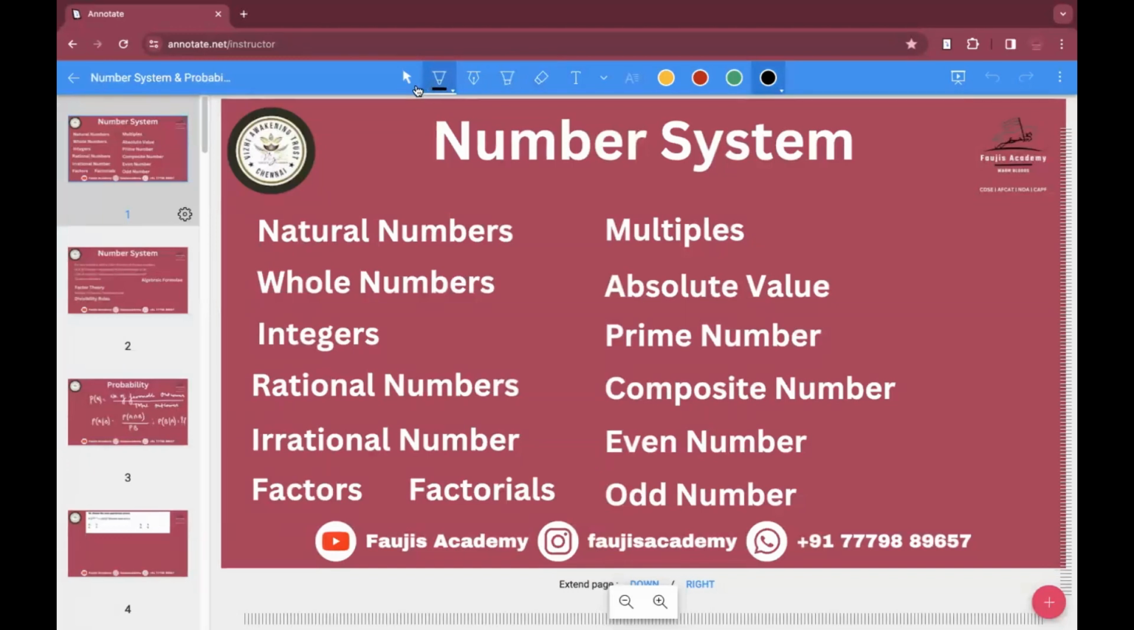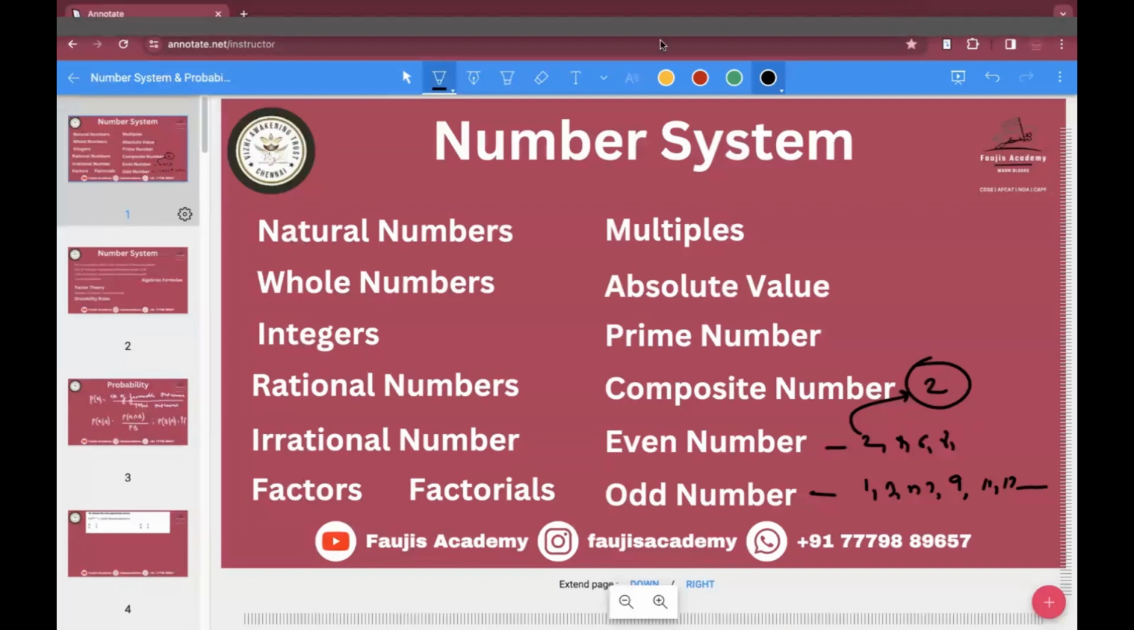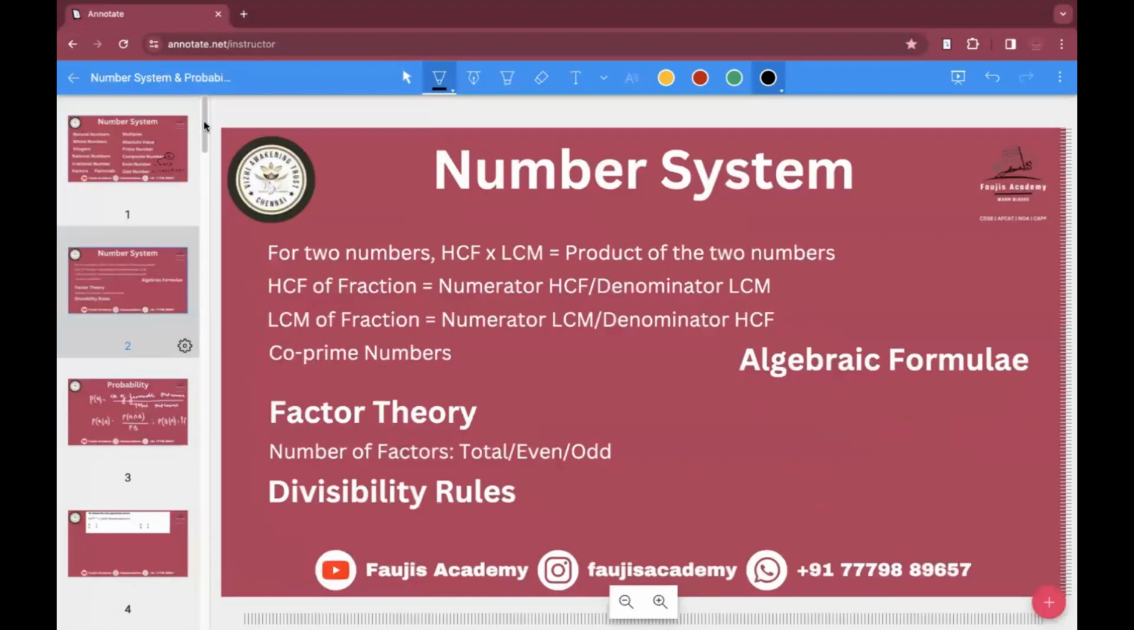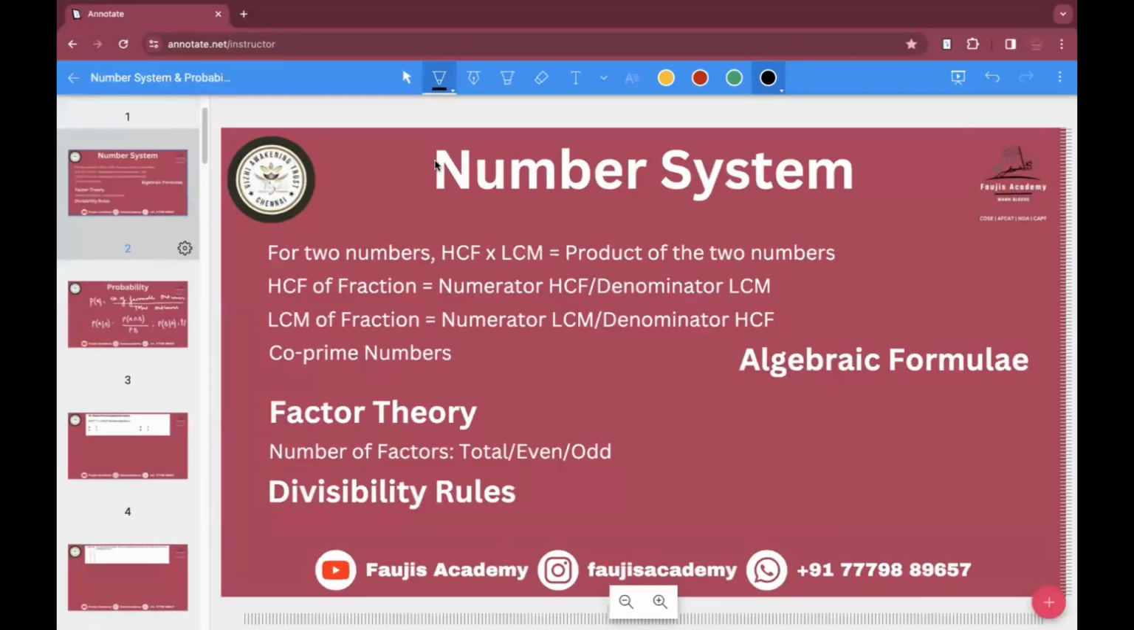I hope even the good chaps will have all these doubts. Even numbers, everyone knows it: 2, 4, 6, 8. At least one of your factors should be 2. Odd numbers: 1, 3, 5, 7, 9, 11, 13, things like that. Any doubt up till here, ladies and gentlemen? Shall we move?